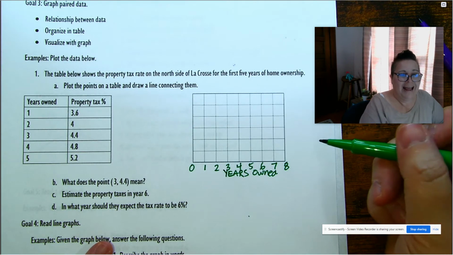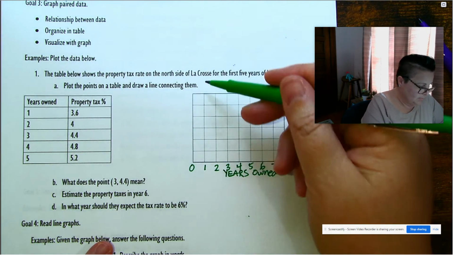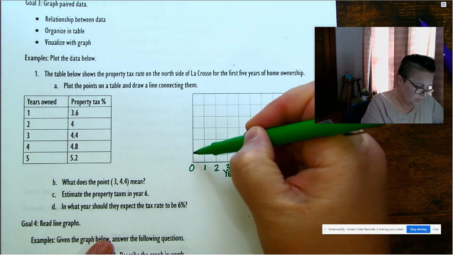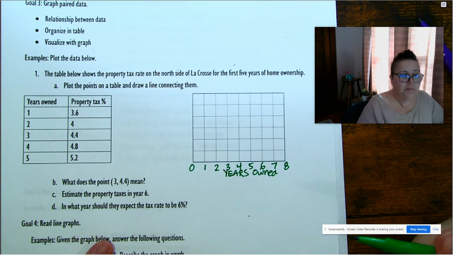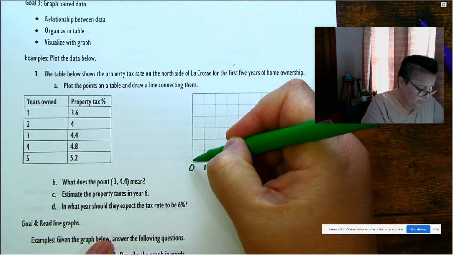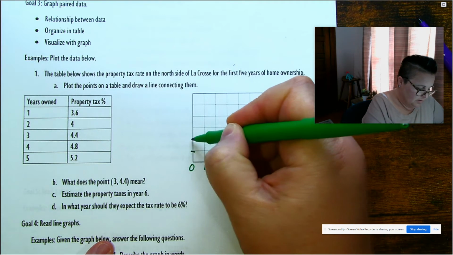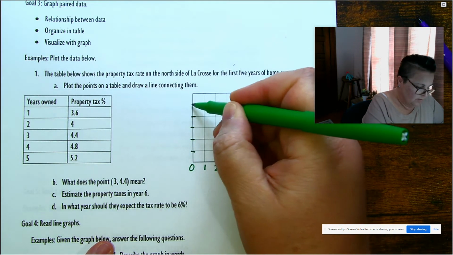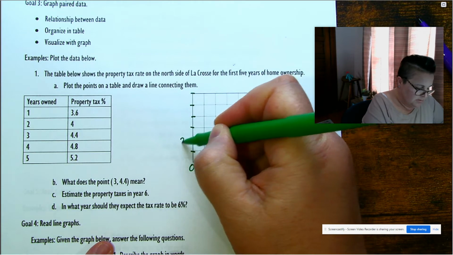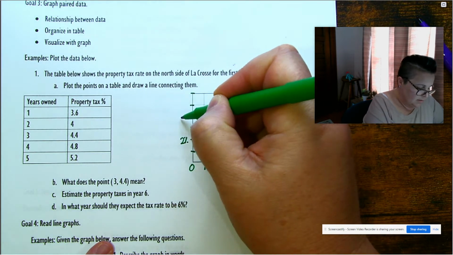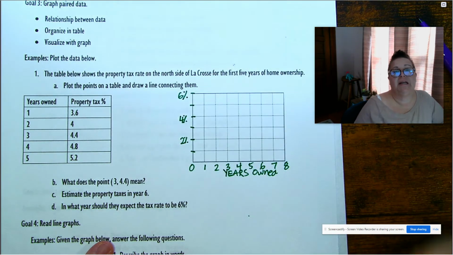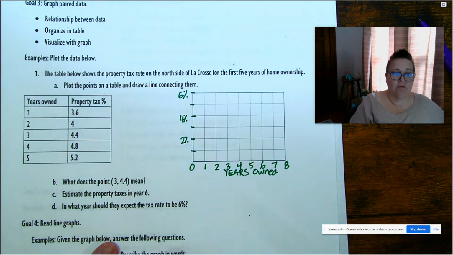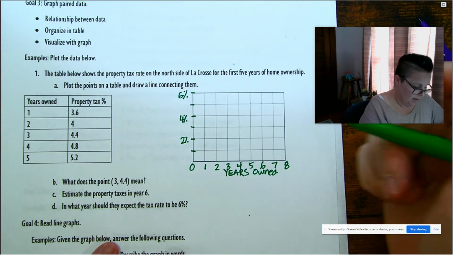The property tax percent goes all the way up to 5.2. So I want to make sure 1, 2, 3, 4, 5, 6. Yep, I've got enough. So if I do 1%, 2%, 3, 4, 5, 6. So I'm just going to do like 2%, 4%, 6%. You don't necessarily have to label every step of that graph.